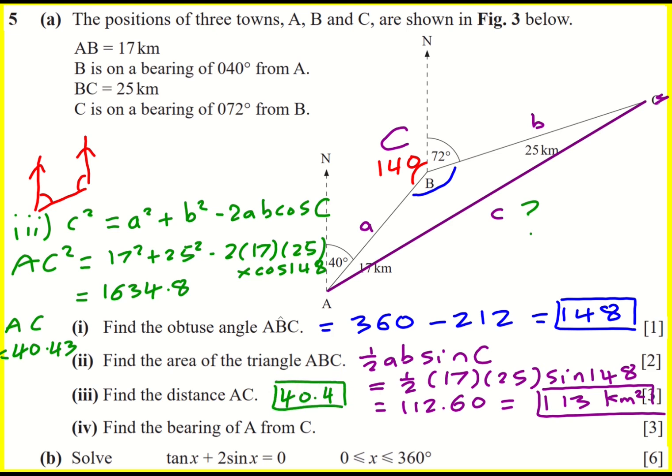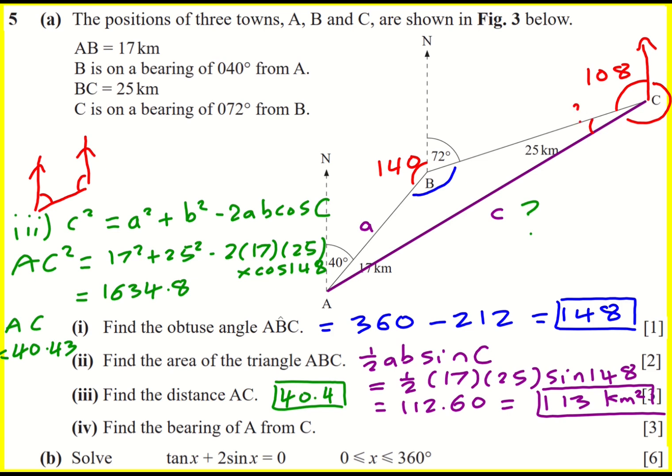Now find the bearing of A from C. Okay, I just need to remember that C is actually here, top right. So I've got my north, and I want to work out this angle here. Well, again, we can use co-interior angles. This one here is going to be 108, and I just need this missing angle.